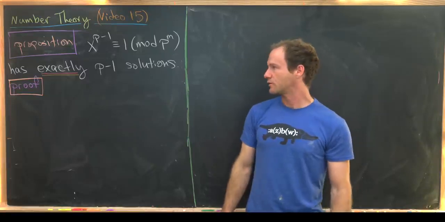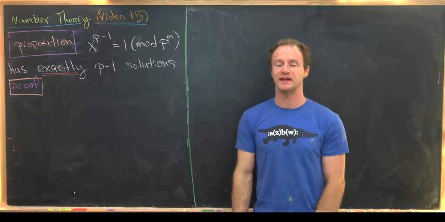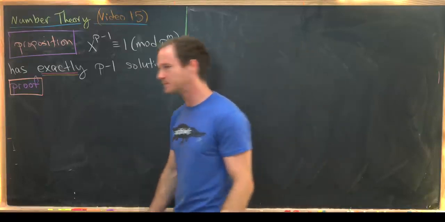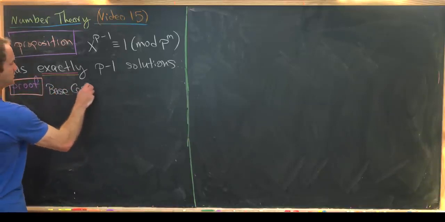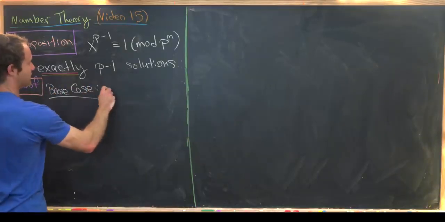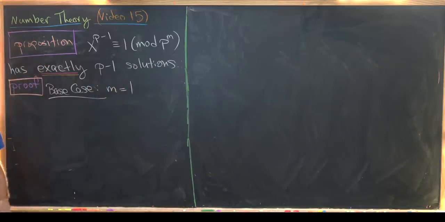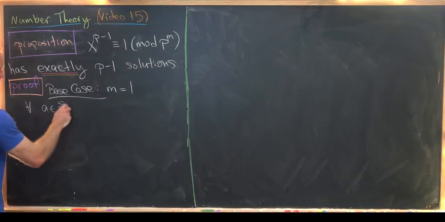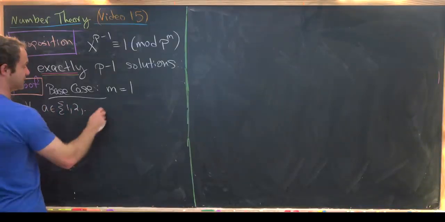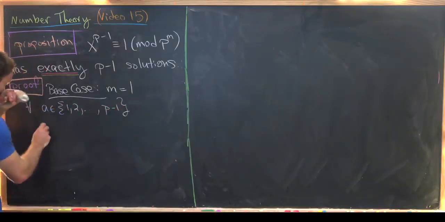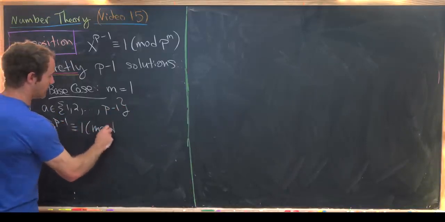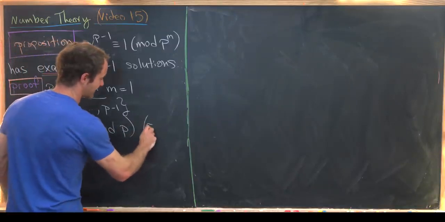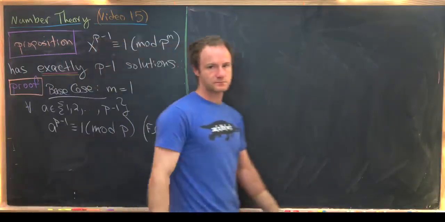Okay, well, how could we prove this? With induction, and we'll use Hensel's lemma. That's why we did Hensel's lemma. Okay, so let's look at our base case. Our base case will be the m equals 1 case. But let's recall that for all a from the set 1, 2, up to p minus 1, we know that a to the p minus 1 is congruent to 1 modulo p. And that's by Fermat's little theorem.